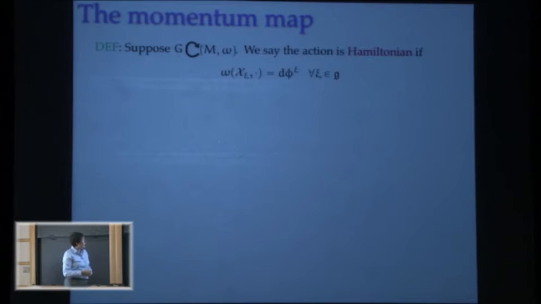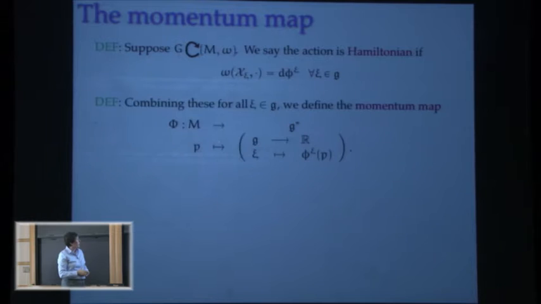Okay, so if we have a Hamiltonian action, remember we satisfy this differential equation, and combining all of the functions that we get, we can define a momentum map. I lied a little bit. When I gave you the Hamiltonian condition, you actually need a little bit more about the action. You need to assume something about the equivariance of this map, but fine. In all of the examples, we have very good momentum maps.